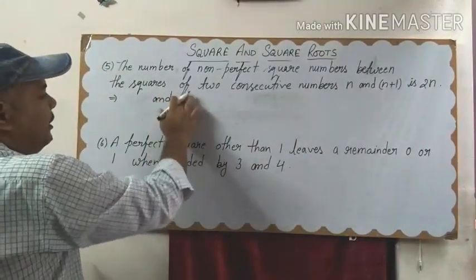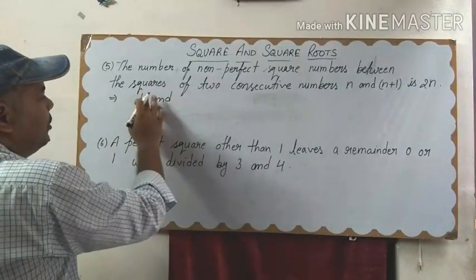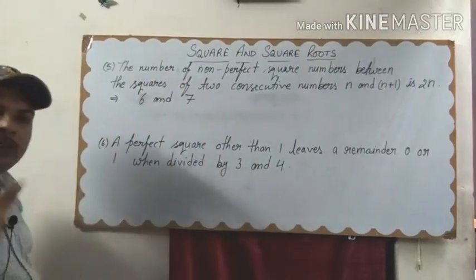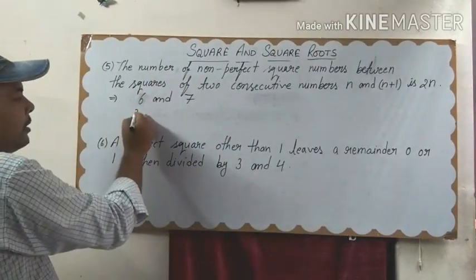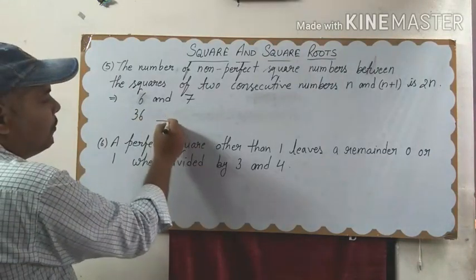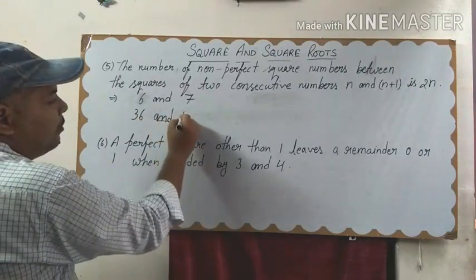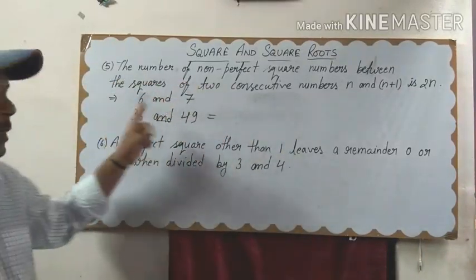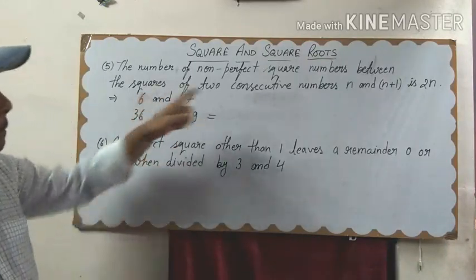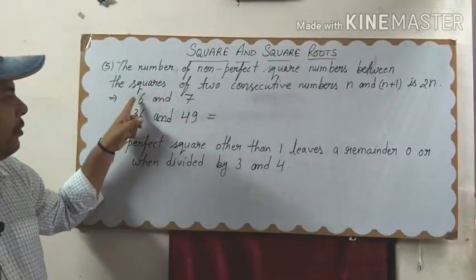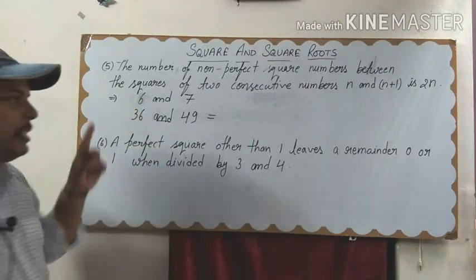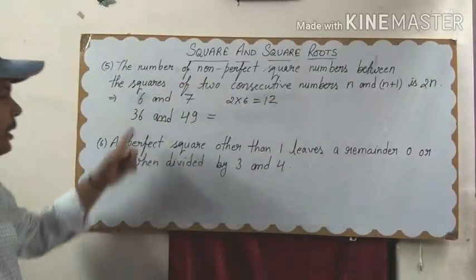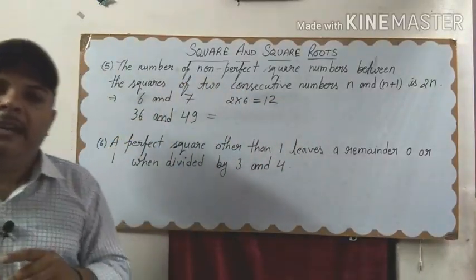Suppose this time we are taking 6 and 7. Both are consecutive numbers, and the square of 6 is 36 and the square of 7 is 49. Now we are going to find non perfect square numbers between 36 and 49. So the formula is 2n, and here the first natural number is 6. So 2 into 6, it means there will be 12 numbers between 36 and 49.